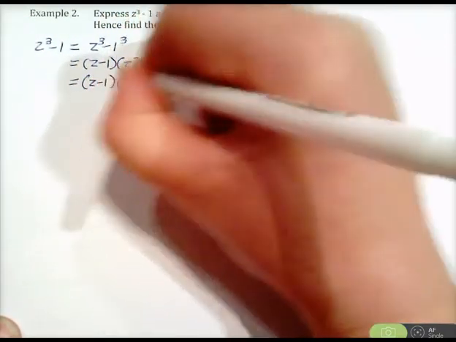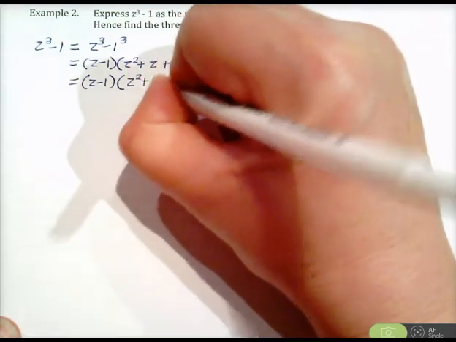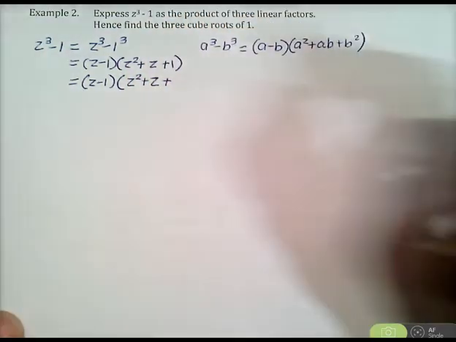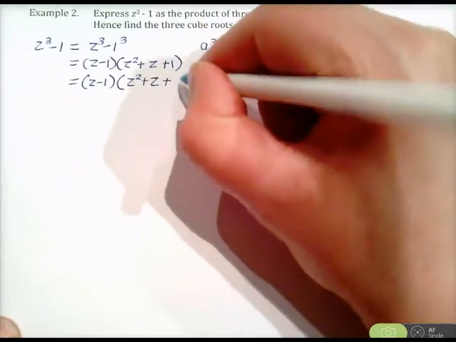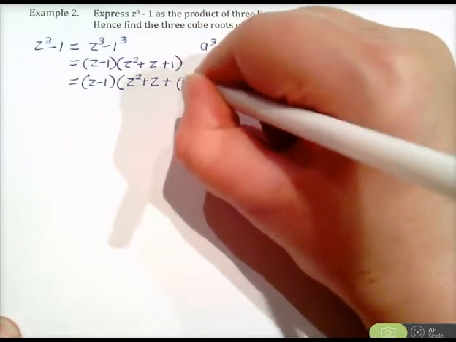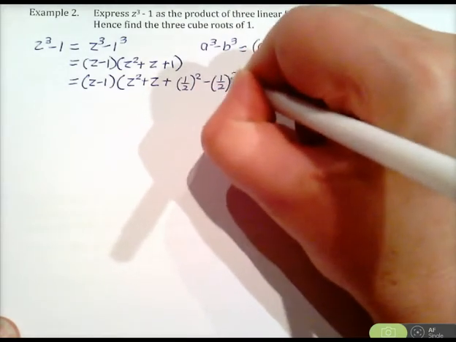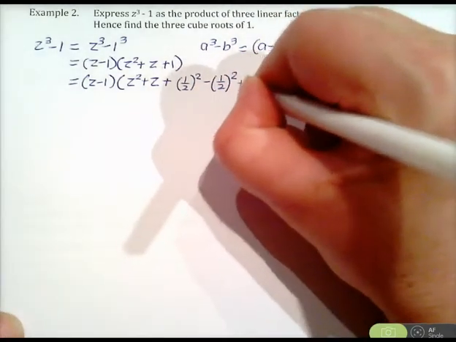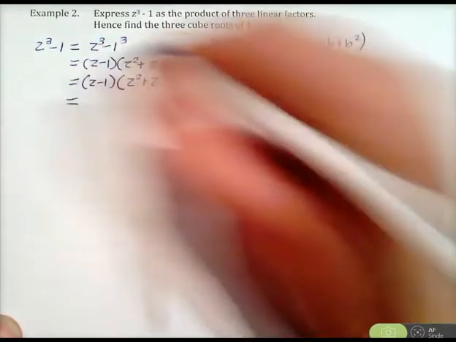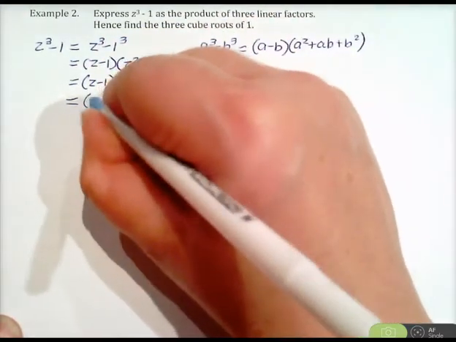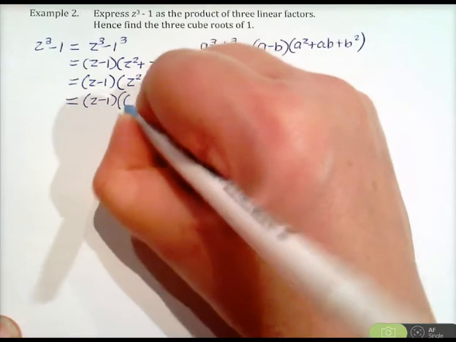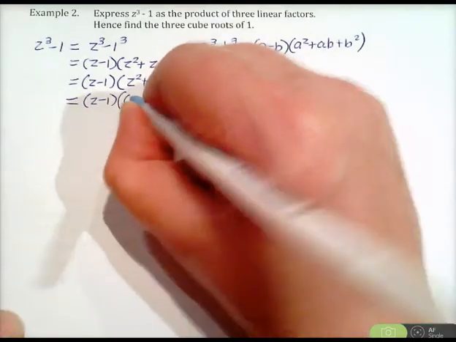So I've got z minus 1. Now z squared plus z. Now the coefficient of the z here is 1. So half of that, half of 1 is a half. So plus a half squared minus a half squared, and then add that 1 on at the end that was there. Okay, so now we can write it as a perfect square here.